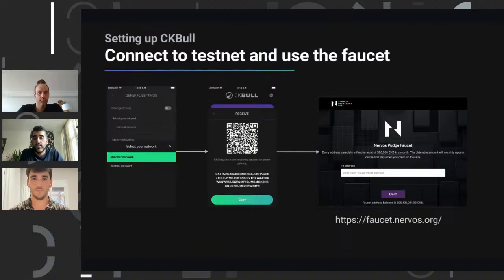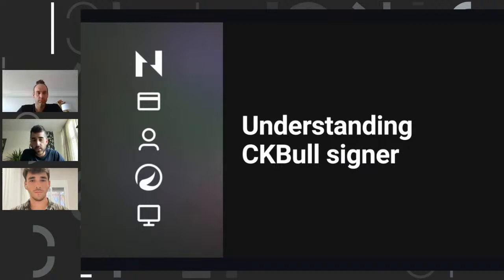So once you've done that, you have the CKBull wallet ready. This CKBull wallet will be used for you to simulate the end user interactions with your DApp. So it's quite useful, and you will need all of those. Once you have everything set up on the wallet side, let's try to understand what the CKBull Signer API does, or how it works.